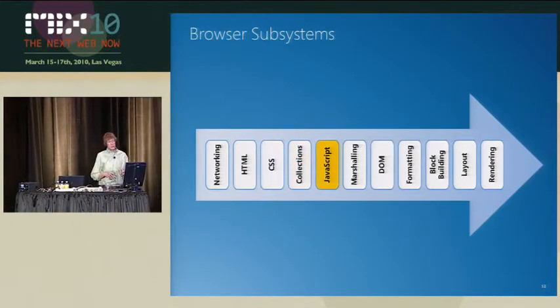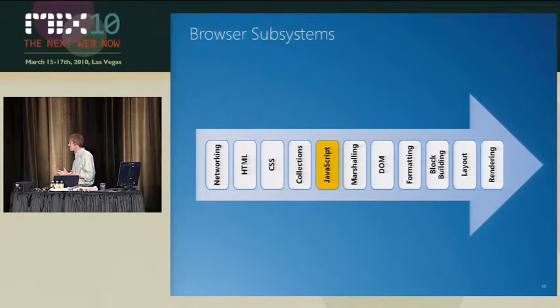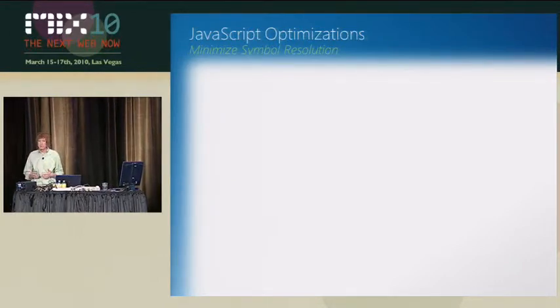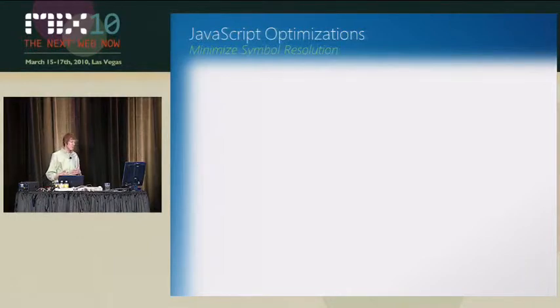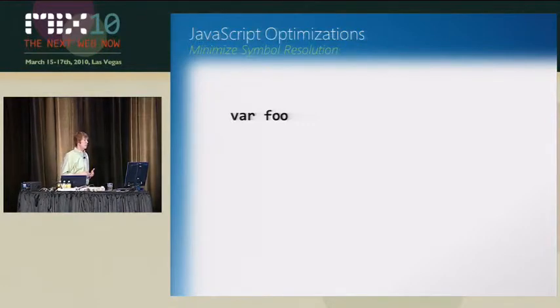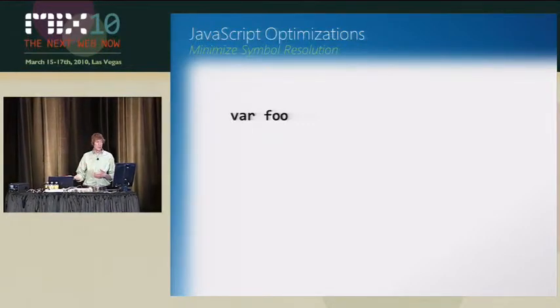I'd like to move on to JavaScript, because there's a lot that you can do in your JavaScript code today to just improve performance. And the first and probably the most important best practice is to minimize symbol resolution. Symbol resolution is what a dynamic language runtime or a JavaScript engine does to map a symbol, such as in this case the variable foo, with the actual value of foo.